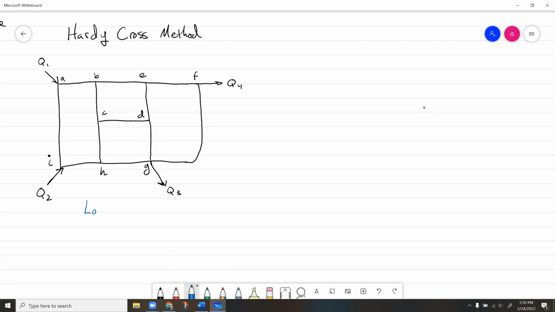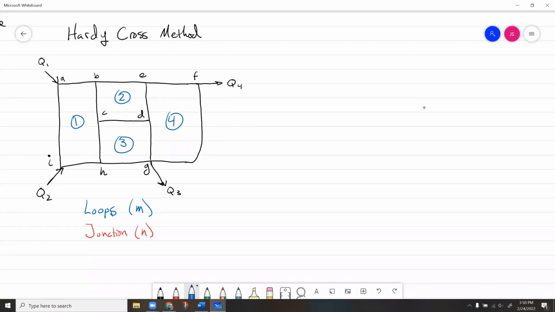loops. And we're going to have M loops. And I'll draw those out in a second. And then we're going to identify the junctions. And we're going to have N junctions. So first, let's do the loops. And we're going to just give them a number. So this is going to be loop number 1, loop number 2, loop number 3, and loop number 4.